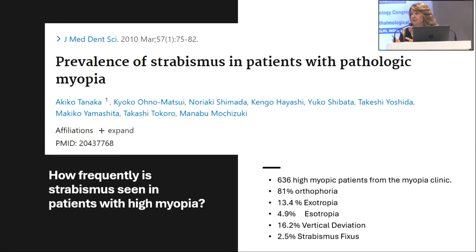Of course, because it's done in Asia, in Japan, most of them were exotropic, which is not our situation in the Western Hemisphere, and almost 5% were esotropic. 16% of these patients also had vertical deviation, and in 2.5% of their cases, they found strabismus fixus.